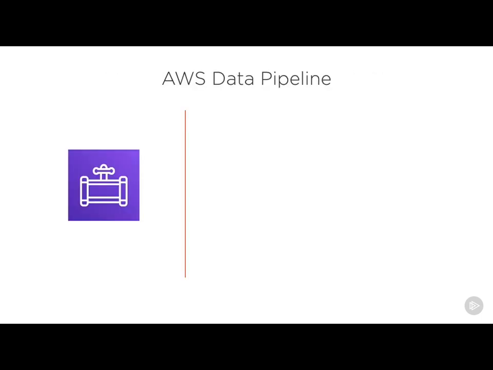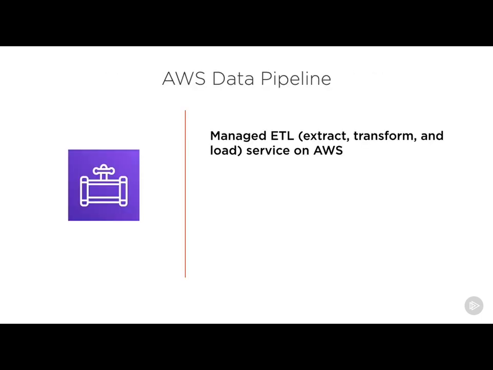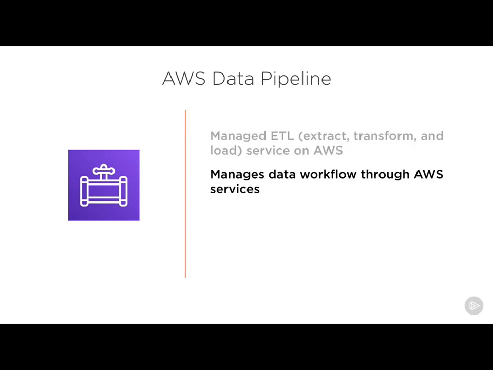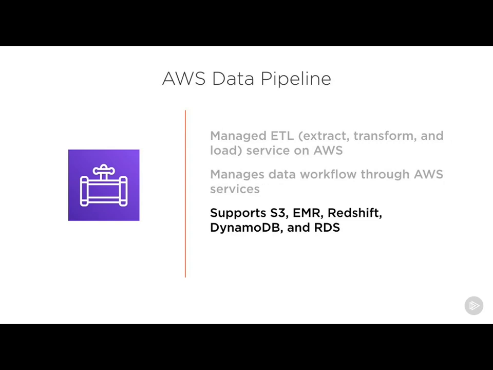Next, we have Data Pipeline. And Data Pipeline is also a managed ETL service on AWS. Now, it does manage the data workflow through AWS services, and it supports S3, EMR, Redshift, DynamoDB, and RDS. And there also are ways with this where it can integrate your on-premise data stores within your data pipeline.